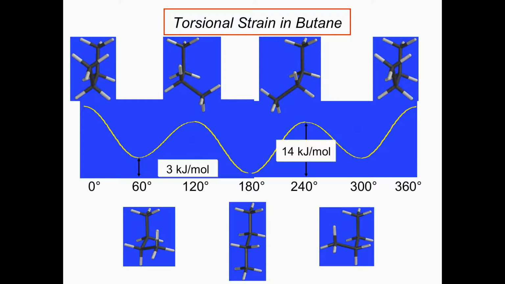So this plot of energy versus dihedral angle will help us better understand this type of strain. Note here, we start in the upper left, we have the fully eclipsed form where the methyl groups on both the front and the back carbons in butane are perfectly eclipsing. This is the least stable conformation right here of a butane molecule.